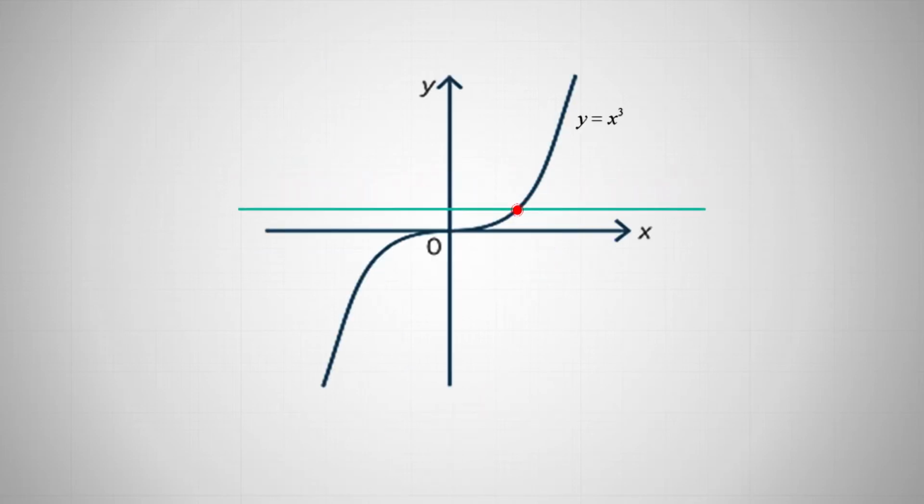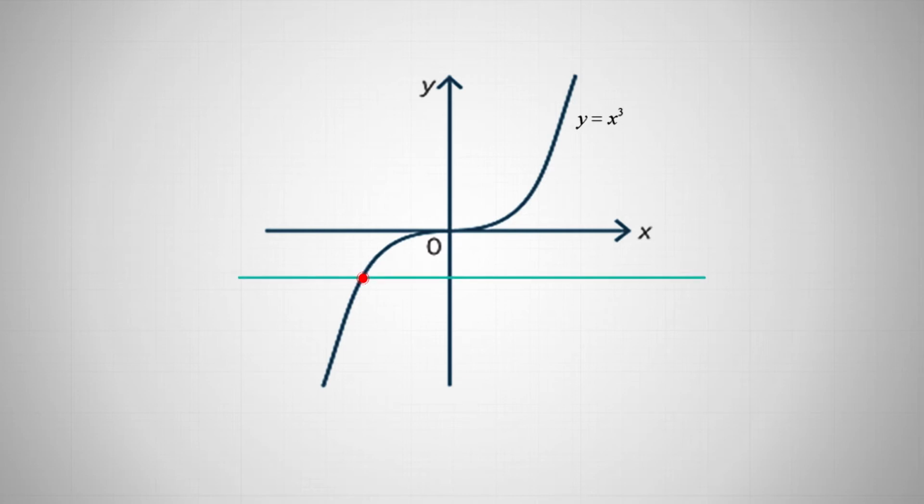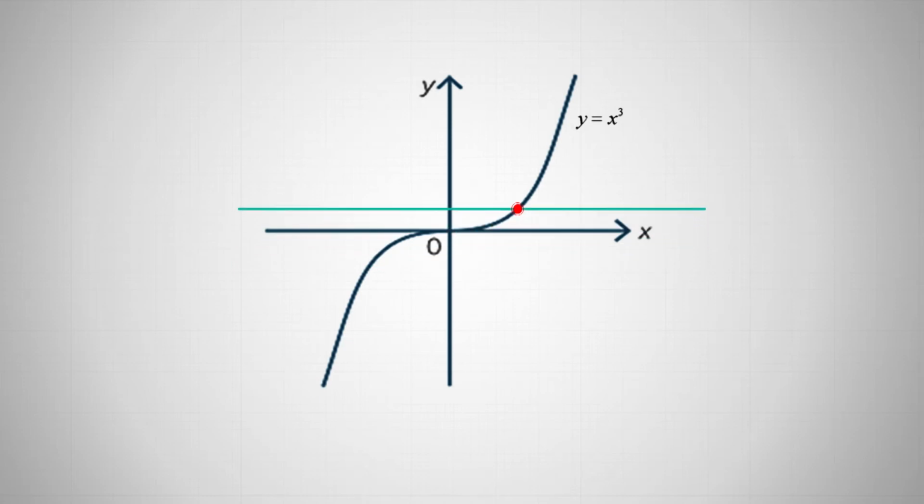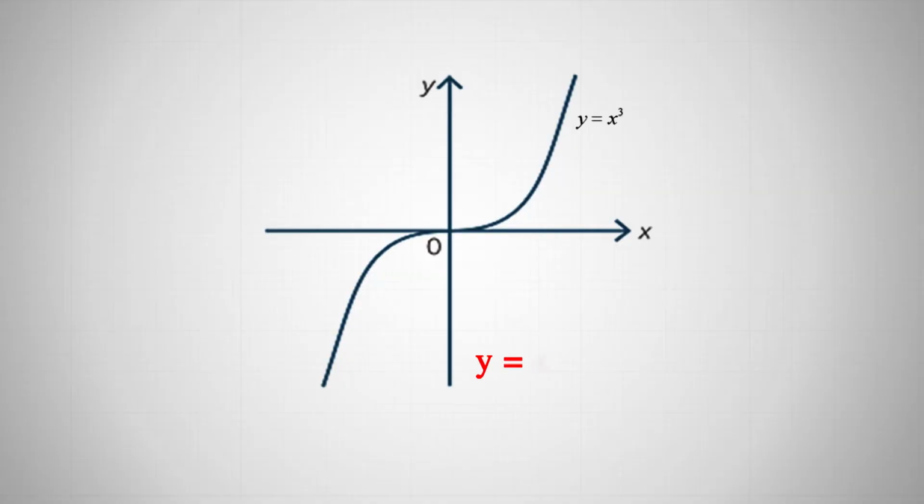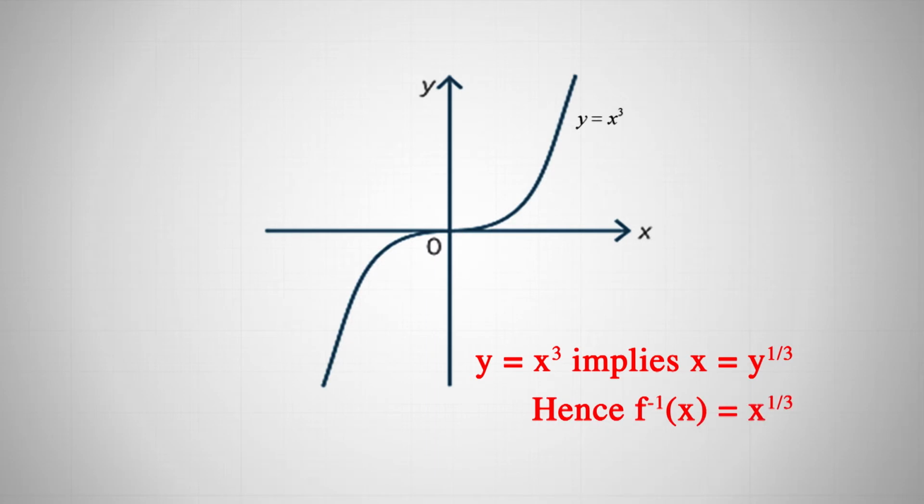Figure shows that the graph of y equal to x cube is cut at most once by any horizontal line. So, f of x equal to x cube is invertible, and its inverse can be obtained as follows. y equal to x cube implies x equal to y to the power 1 by 3. Hence, the inverse function is given by f inverse of x equal to x raised to 1 by 3.